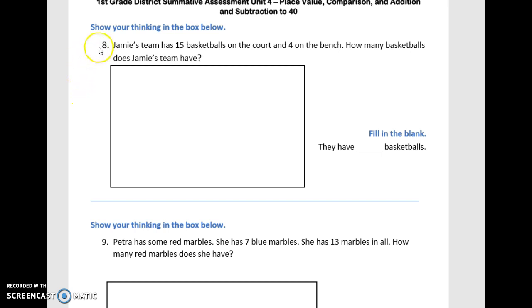Okay? Number 8 says, Jamie's team has 15 basketballs on the court and 4 on the bench. How many basketballs does Jamie's team have? Draw your picture. Write your answer. They have blank basketballs. So draw your picture to match the problem. Put your answer on the blank.